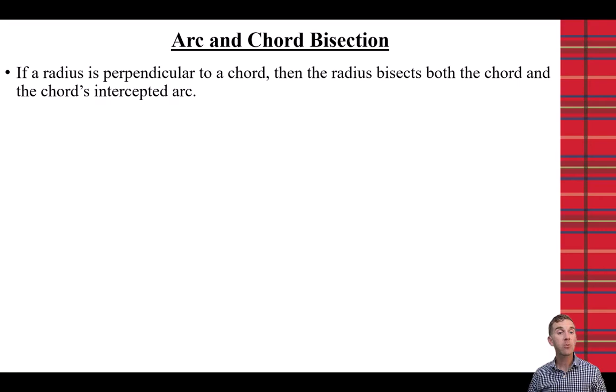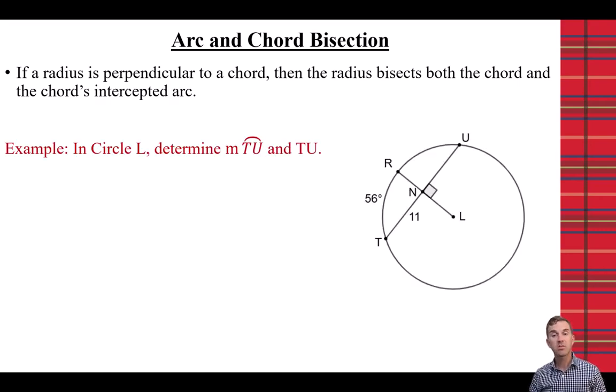Now we also have relationships between the radii, the chords, and arcs. And what we know is that if we have a radius in a circle and it's drawn to be perpendicular to a given chord, then that radius is going to bisect both the chord and the chord's intercepted arc, and that's both the arc measure and the arc length. So say we have this image here where we have circle L, and we want to determine what's TU and the measure of arc TU.